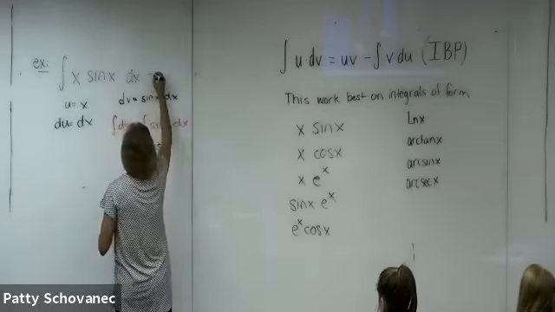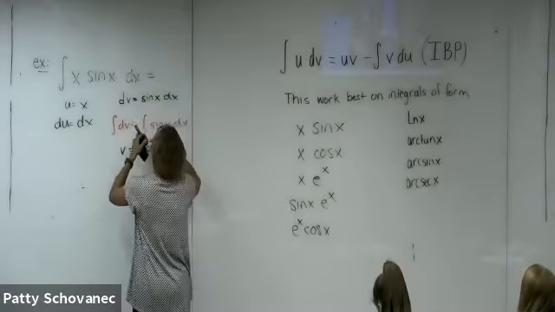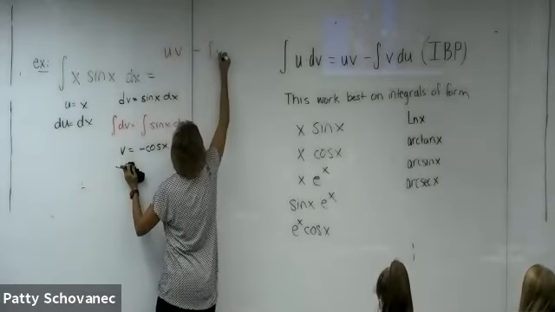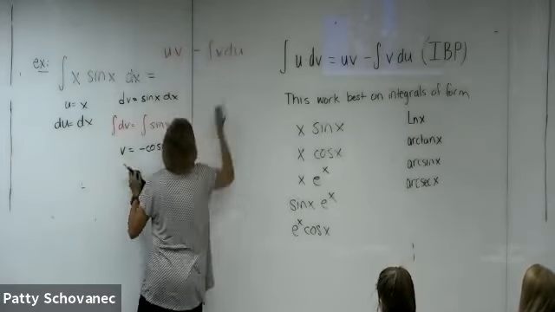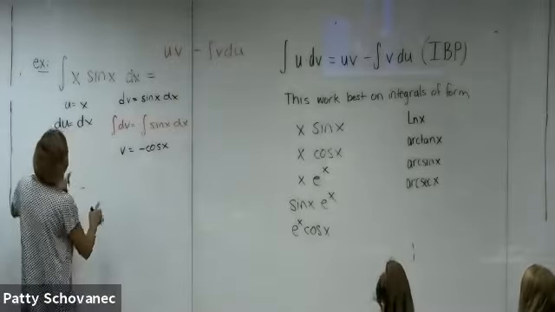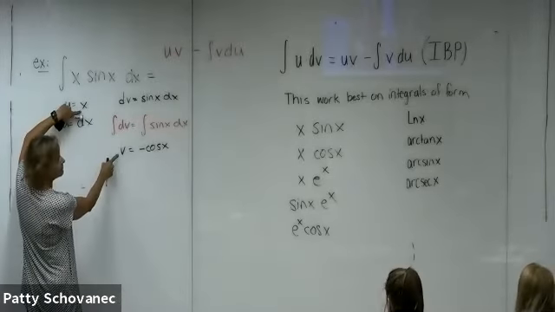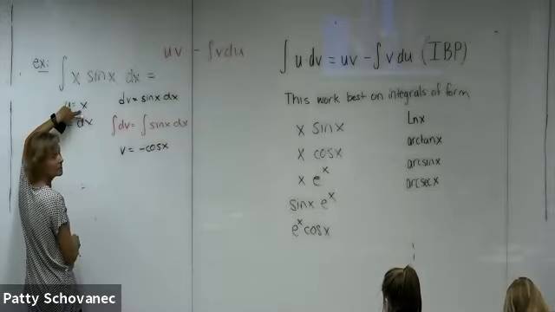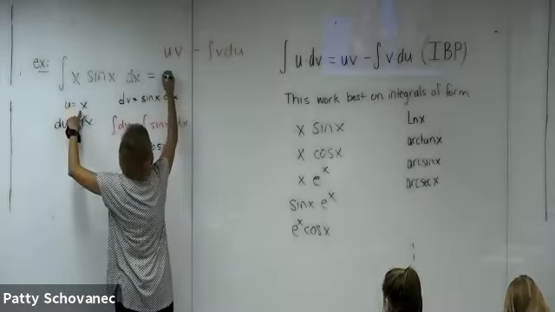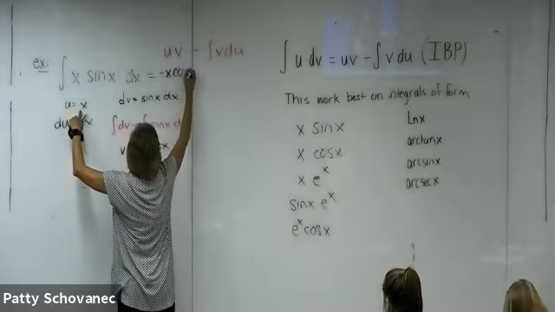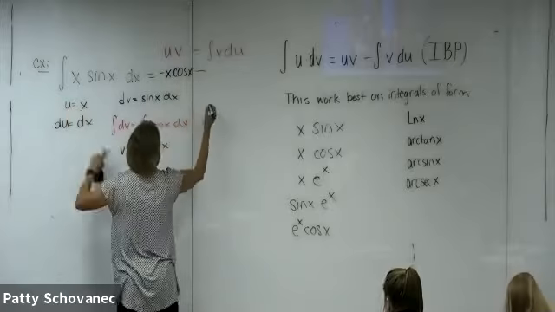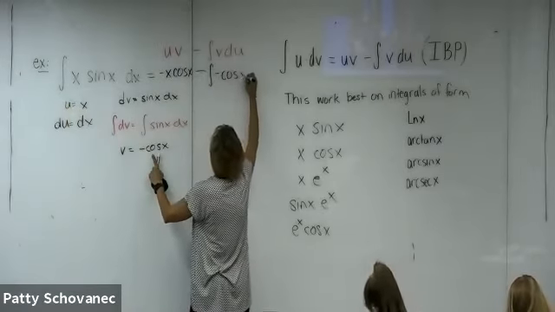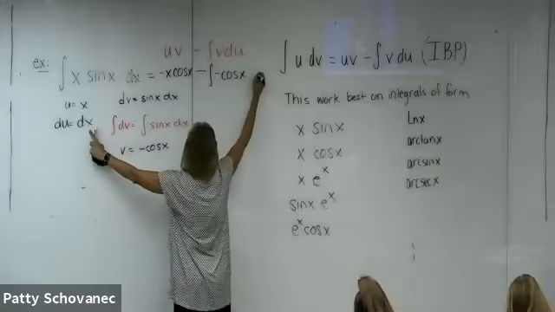I'm gonna put them up here, and I'm gonna write the parts. It's uv minus the integral of v du. So I take my u times my v. In this example, it'll be x times minus cosine of x. I put a minus sign out front, minus the integral of v, which is a minus cosine of x, times du, which is dx.